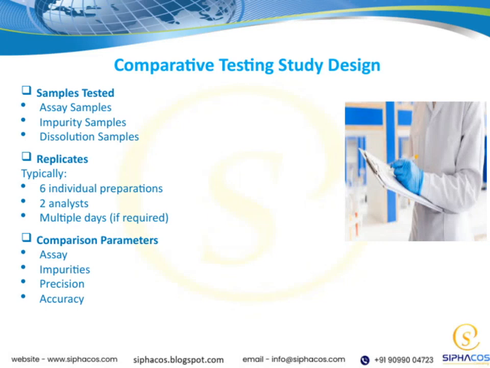In this study, we're comparing different testing methods across several key sample types: assay samples, impurity samples, and dissolution samples. To make sure our results are solid, we run multiple replicates, usually 6 separate preparations, handled by 2 different analysts, sometimes spread over multiple days. We're focusing on 4 main comparison points: assay, impurities, precision, and accuracy. This design helps us understand not just what the results are, but how reliable and consistent they really are.